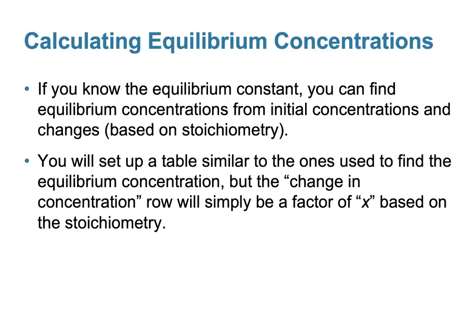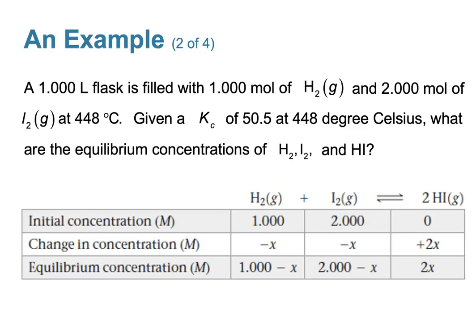So if you know the equilibrium constant, you can find the equilibrium concentrations from the initial concentrations and changes based on the stoichiometry. So this is going to be very similar to what I just showed you in the example. You'll set up a similar table to the ones used to find the equilibrium concentration, but the change in concentration is now a factor of X. And I've already demonstrated this for you, so we're just reinforcing it.